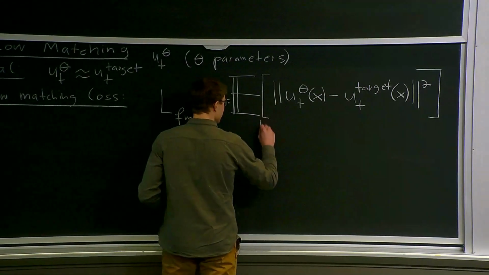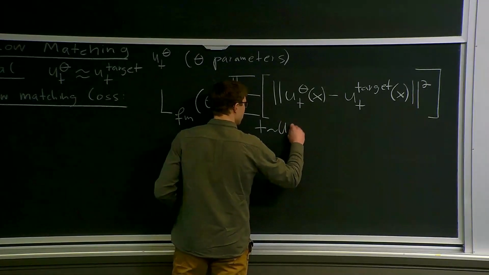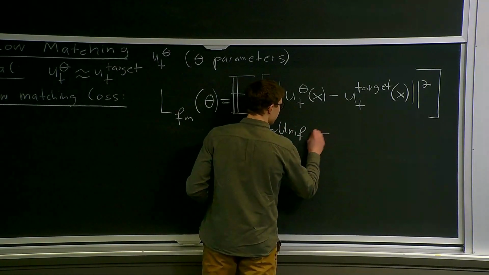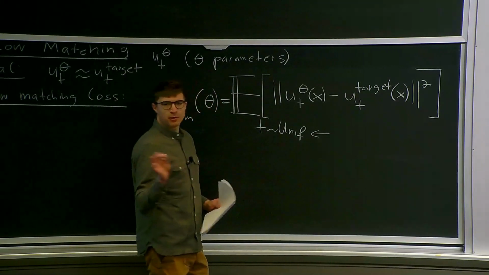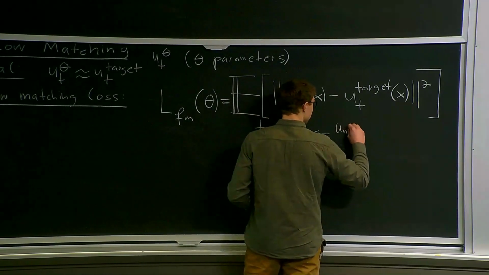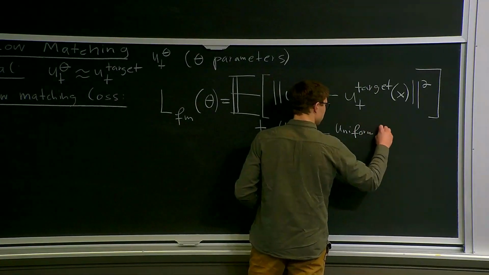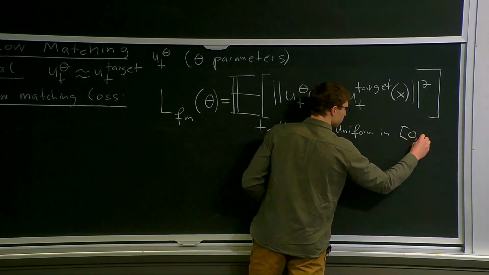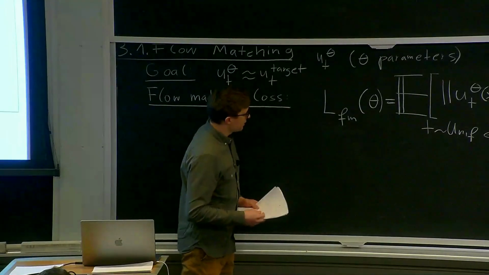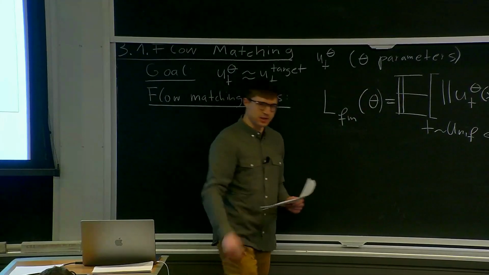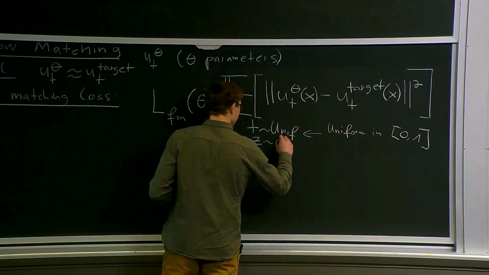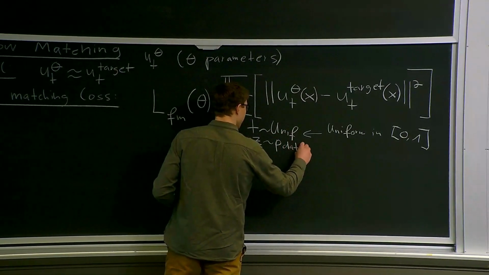We need to choose somehow how to choose the time points t and x where we evaluate this loss. And the first thing we do is we just choose t uniformly in the interval between 0 and 1. So every time point accounts for the same amount in our loss. So we're choosing t uniformly between 0 and 1, which is our simulation time, right? The next thing we do is we start off with a data point. We sample from the data distribution.